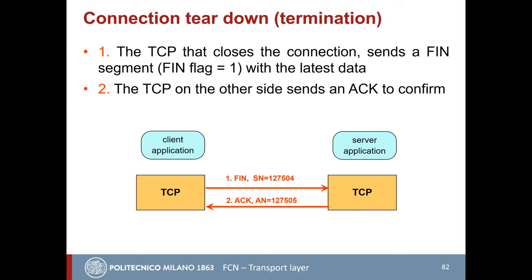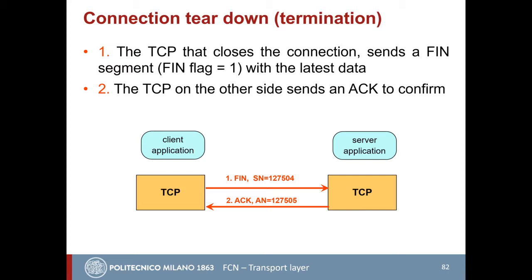For example, in this case, the client application requests the termination of the connection, so it sends a segment with the FIN set. There is a sequence number also in this last message. The message may also contain data, but in this case it doesn't contain any data. And then the client application knows that the connection has been closed when it receives an ACK from the other side.